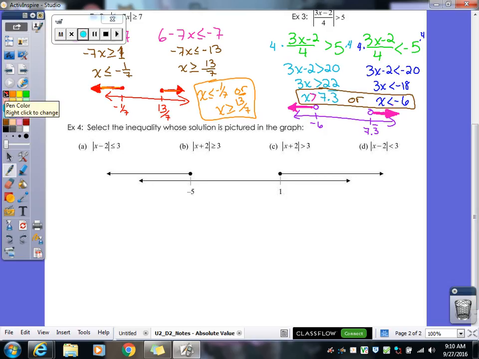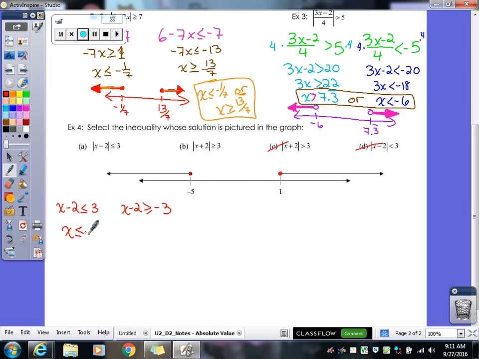And then taking a look at our last example, they want us to select the inequality whose solution is pictured in the graph. So looking at the graph, first thing I notice is the fact that I have closed circles here. So I know right away it's not going to be choice C or choice D. So now I've got it narrowed down at least a little bit to choice A or choice B. So really, all you're going to do is just pick one and try it. So for the first one, I'm going to set up my inequalities, remembering to flip and negate.